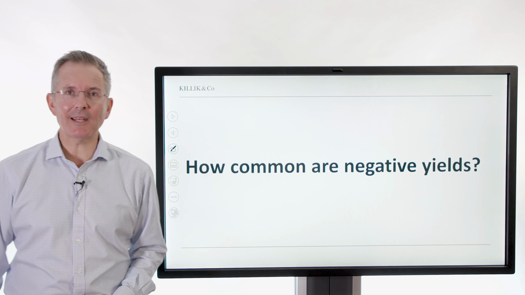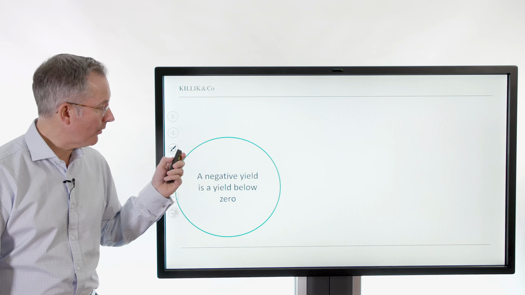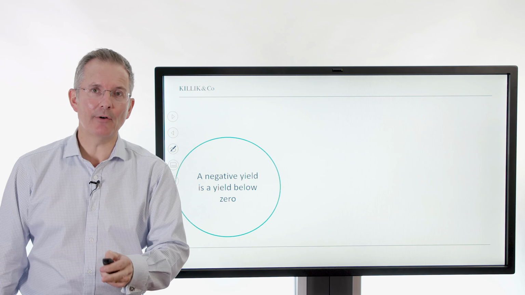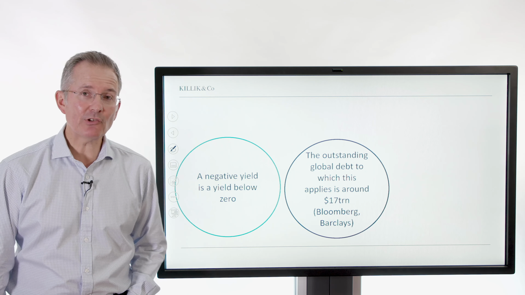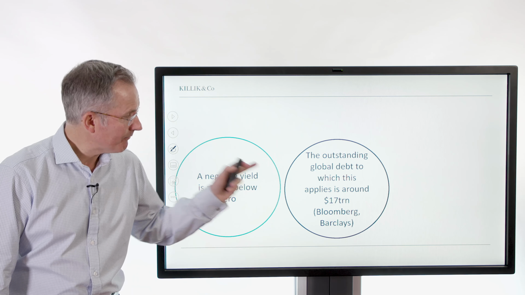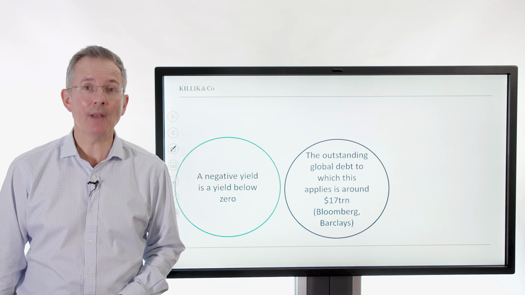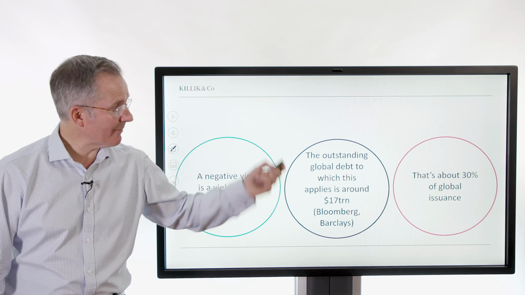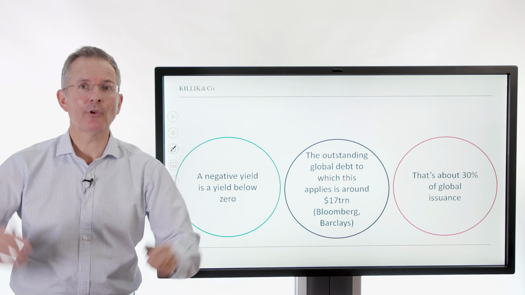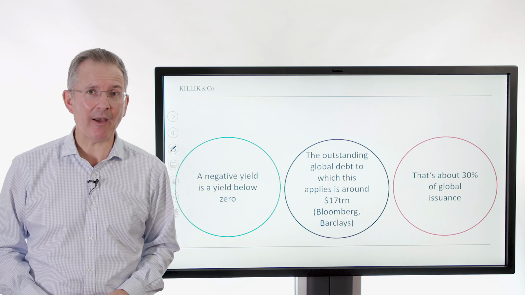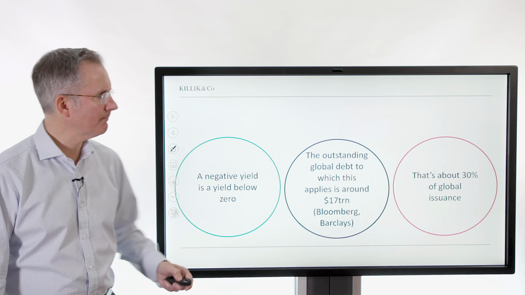Right, so how common are negative yields? Is this a problem confined to one part of the market? No, it definitely isn't anymore. So a negative yield is a yield below zero. More about how that happens coming up in just a moment. The outstanding global debt to which this applies, Bloomberg Barclays data, is around 17 trillion US dollars. And if you're thinking that's quite an impressive sounding number, what does it mean? Well, the answer is that about 30% of total global bond issuance carries one of these negative yields. So it's no longer something that's confined to some arcane part of the market. It's rippled across a massive section of it.